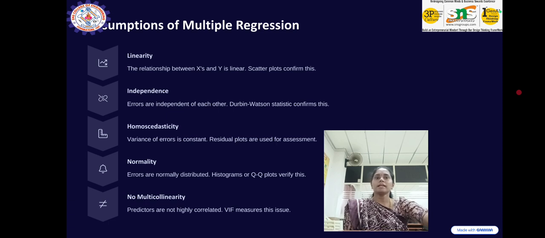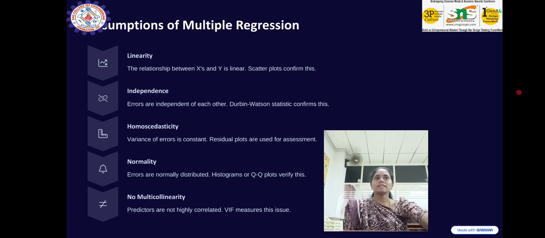Assumptions of multiple regression. For a multiple regression model to be valid and its results trustworthy, certain assumptions must be met. First, linearity assumes that the relationship between each independent variable and the dependent variable is linear. This is visually checked using scatter plots or residual plots. Second is independence, which implies that the residuals are not correlated with each other. This can be assessed using the Durbin-Watson statistic, especially in time series data.